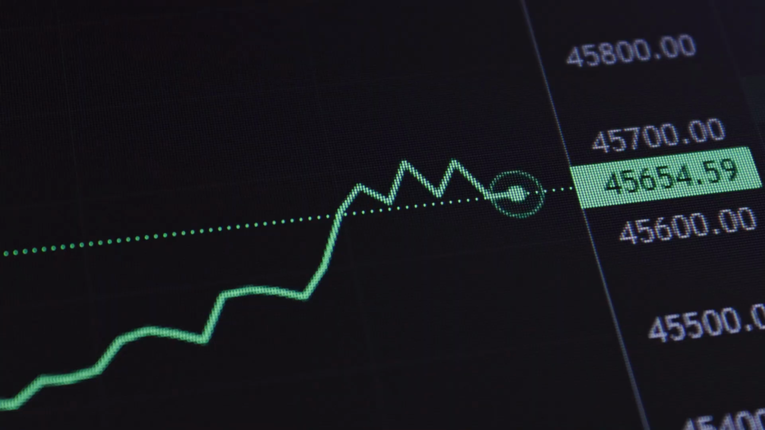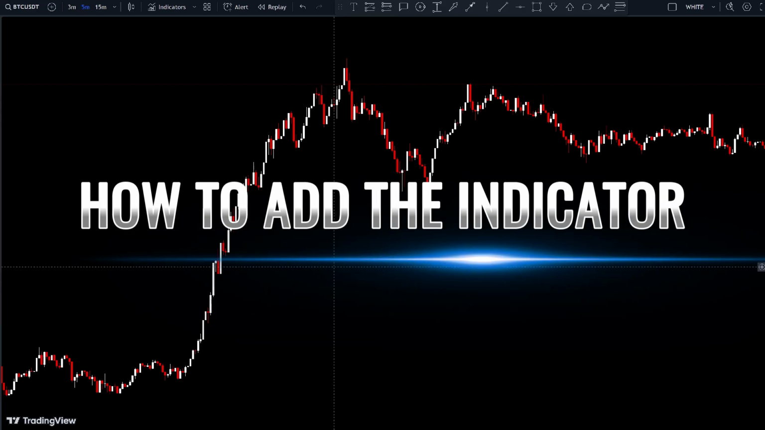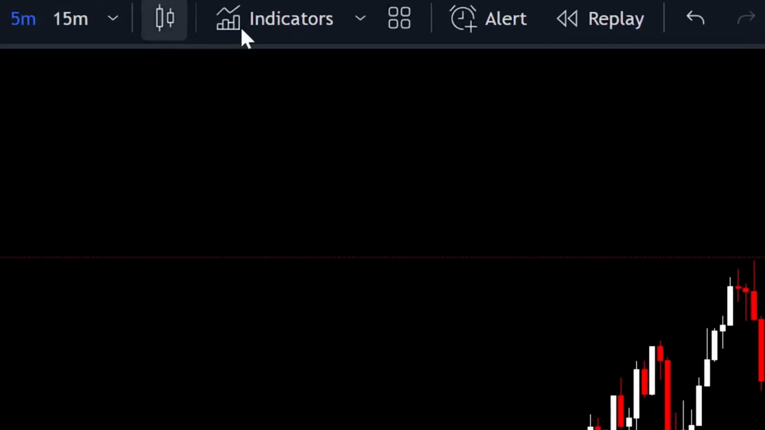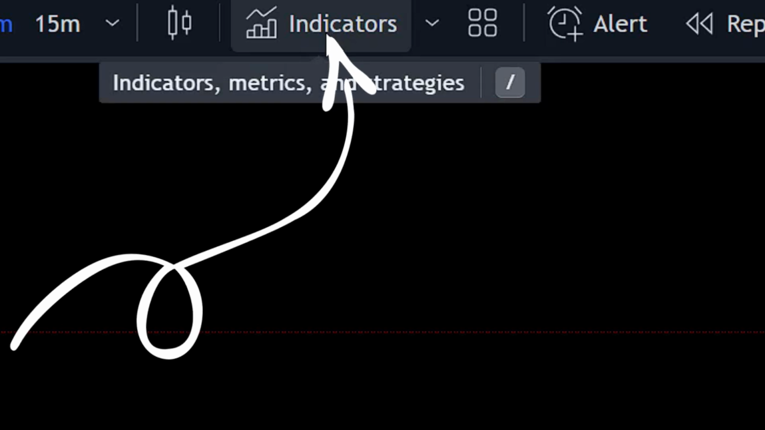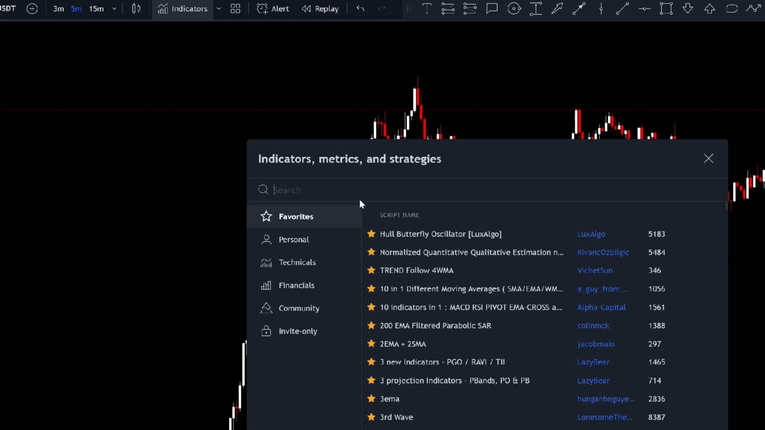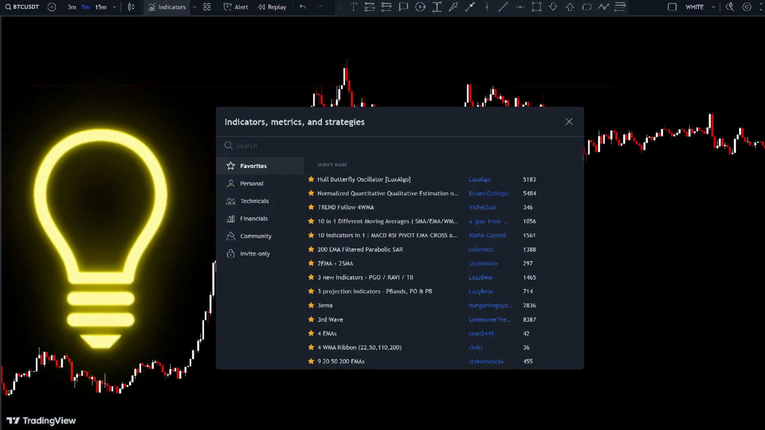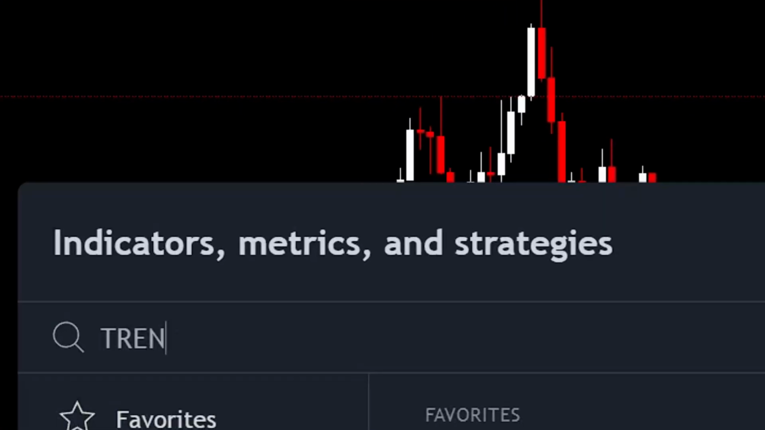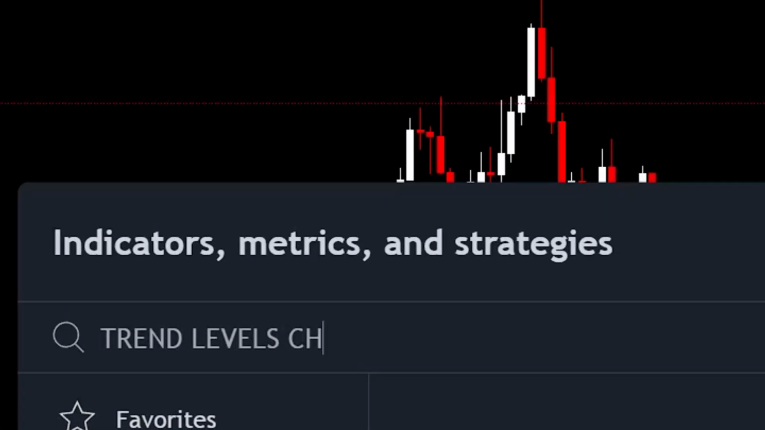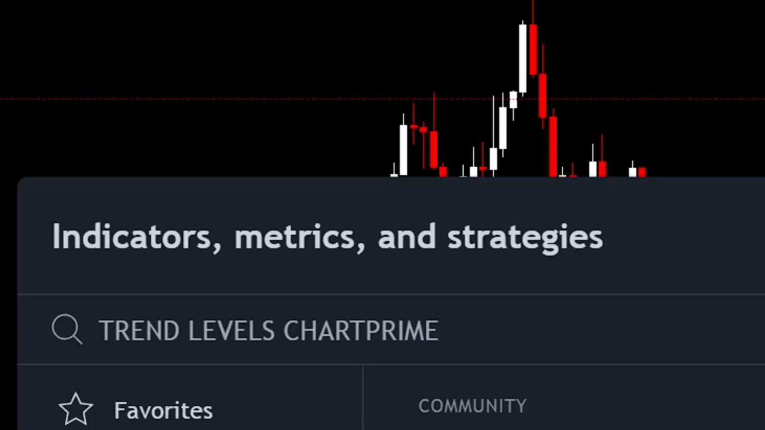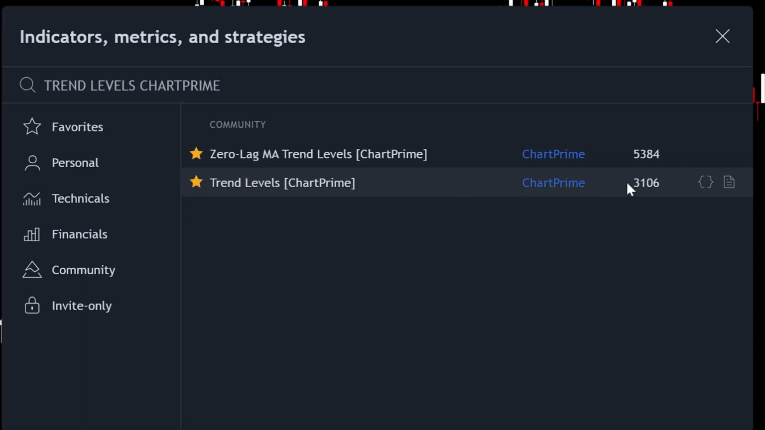So the first tool we're bringing into the mix is called trend levels. To add this to your chart, just like any other indicators on TradingView, head over to the indicator section. Type in trend level chart prime. And boom, add it to your chart.